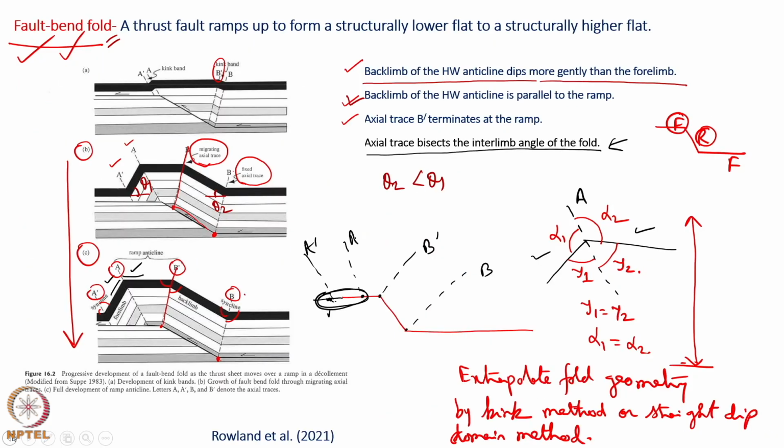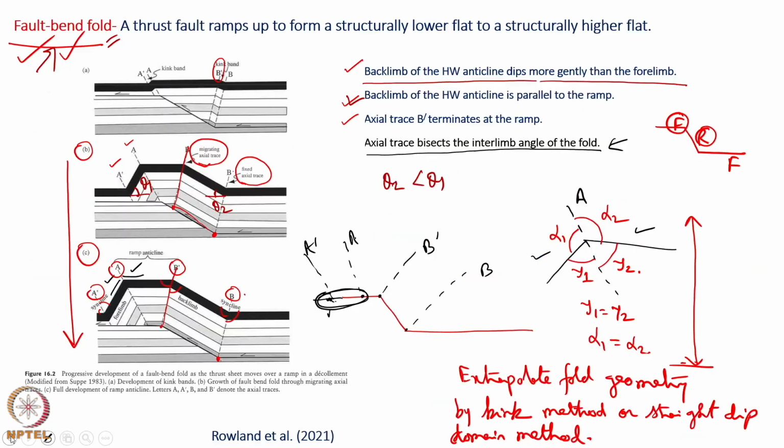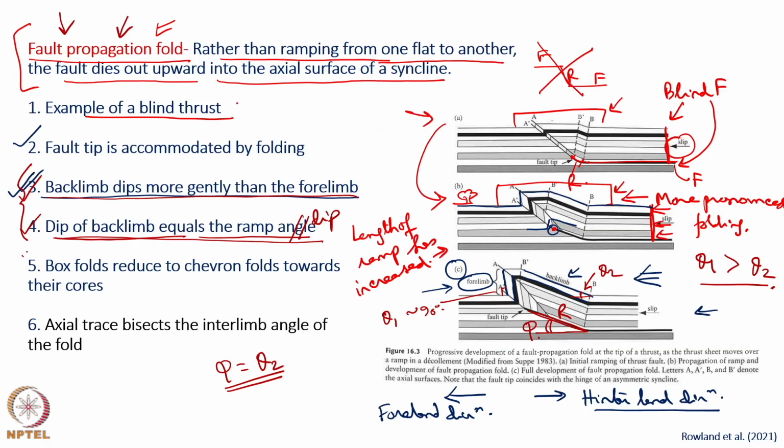So, this is the same for both the fault bend fold and the fault propagation fold. Dip of the back limb equals the ramp dip. This is also the same. Here we see that the dip of the ramp, say it is phi, is equal to theta 2. Next statement: box folds reduce to chevron folds towards their core.